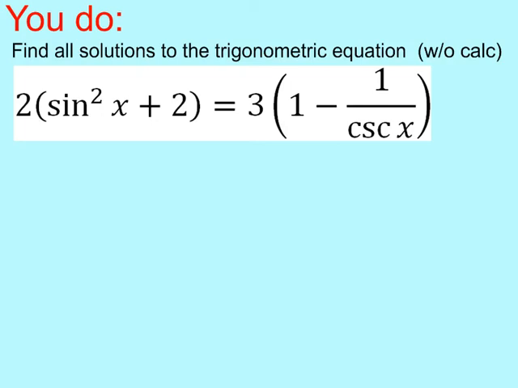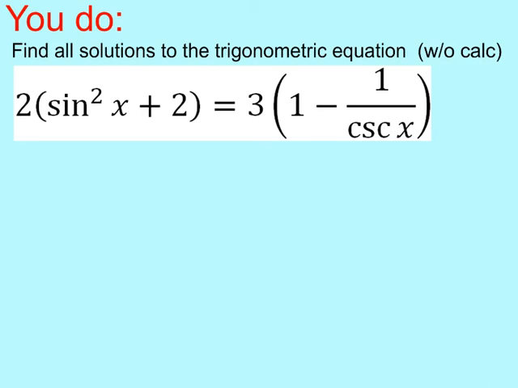All right, so since solving trig equations is something that typically is quite difficult for students, here's a video that works out the exercise that you were intended to try in the solving trig equations video. Okay, so 2 sine squared of x plus 2 equals 3 times quantity 1 minus 1 over cosecant of x.